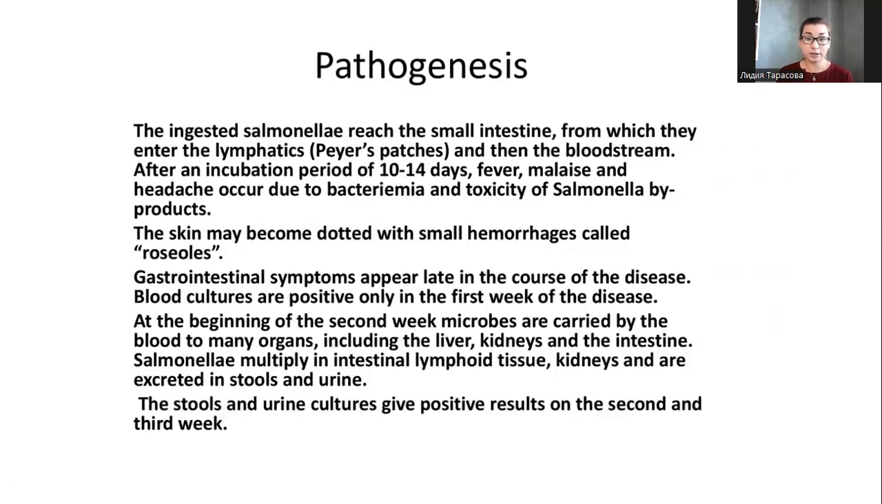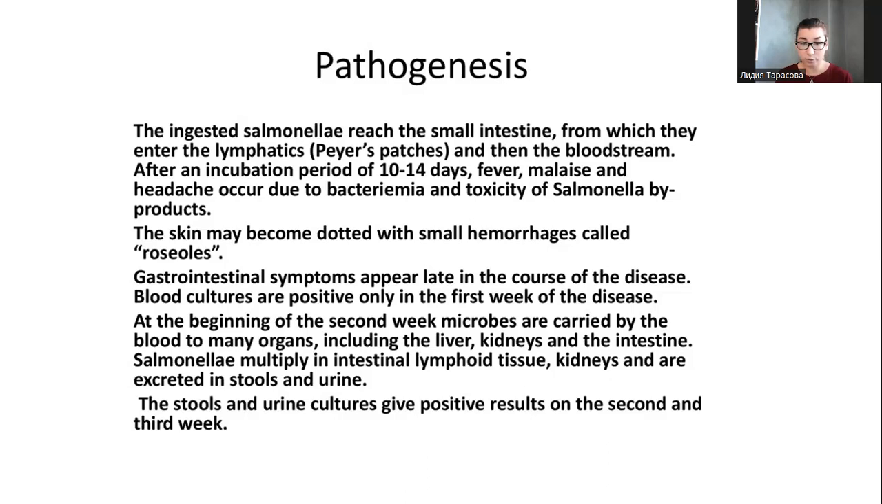The ingested Salmonella reach the small intestine, from which they enter the lymphatic space and then the bloodstream. After an incubation period of 10 to 14 days, fever, malaise, and headache appear, acute due to bacteremia and toxicity of Salmonella products. The skin may become dotted with small hemorrhages called roseolas. Roseolas form because of the presence of bacteria in the microvessels. Gastrointestinal symptoms appear late in the course of disease. Blood cultures are positive only in the first week of disease.